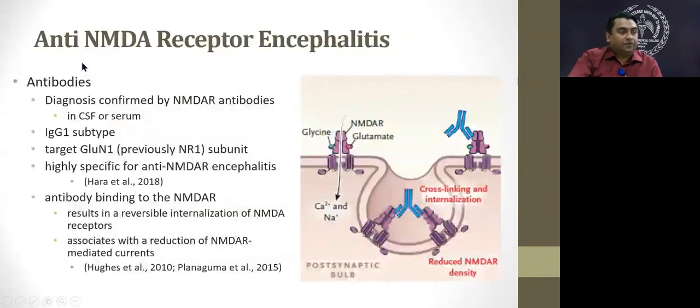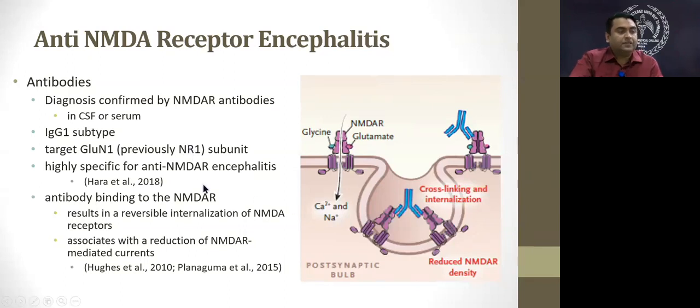Now, the antibodies involved, like I mentioned initially, are of the IgG1 subtype. They target the GluN1 subunit of the NMDA receptor, previously referred to as NR1, and are highly specific for NMDA encephalitis. This is the NMDA receptor, which has the NR2 and NR1 subunits, and the glycine binding site is on the NR1 subunit, which is targeted here.